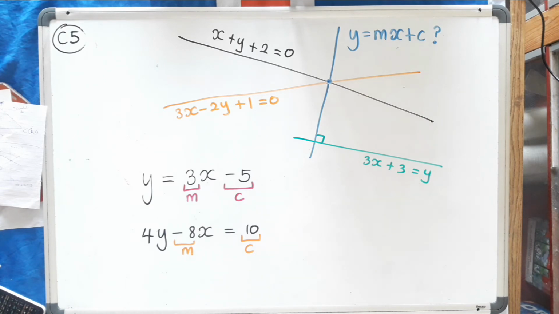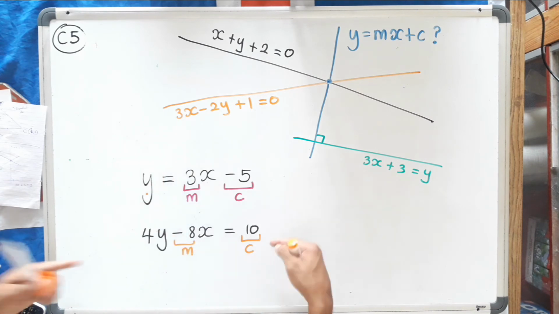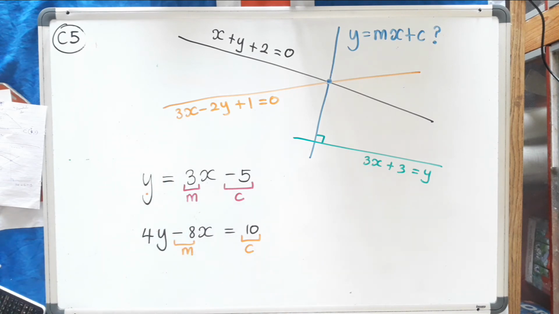To figure out m and c, y must be the subject. You can't say the number touching x is gradient and the number without x is the y-intercept, unless y is the subject. But it brings me back to this question. Is y the subject? No.